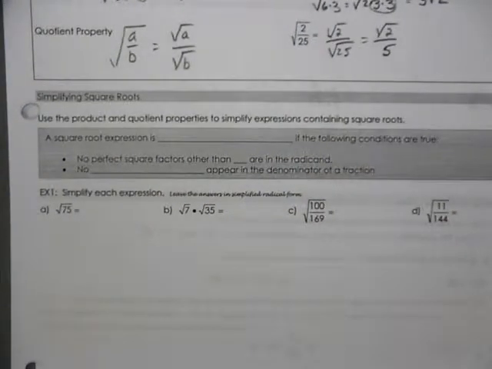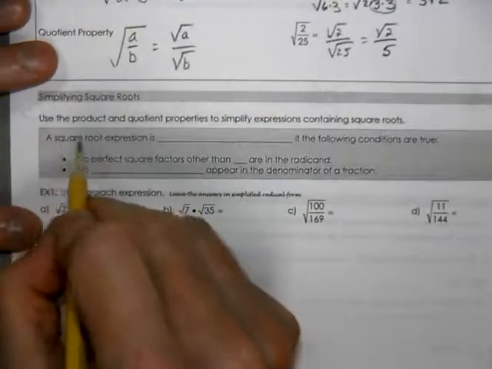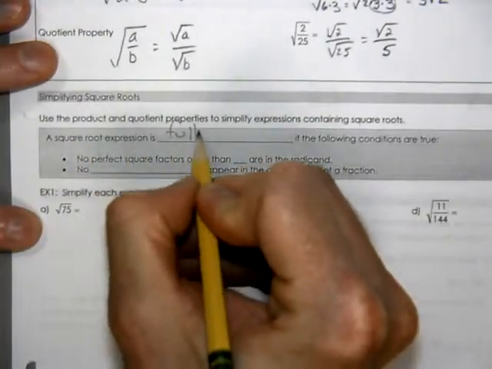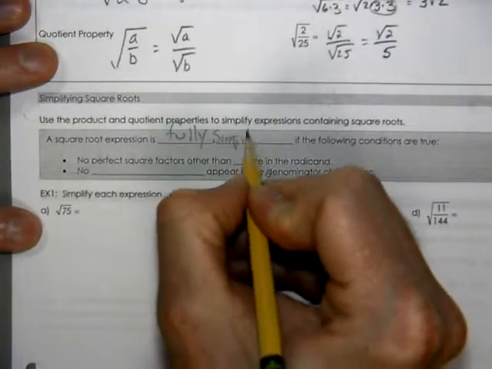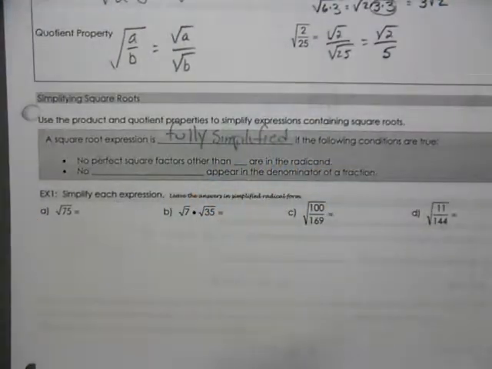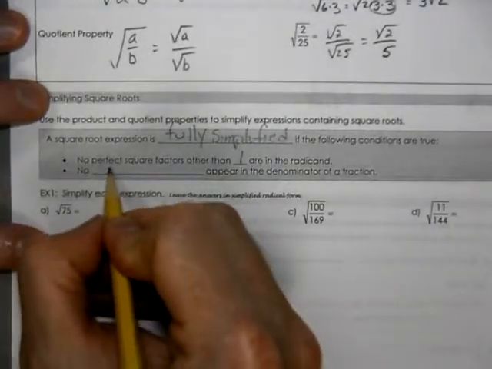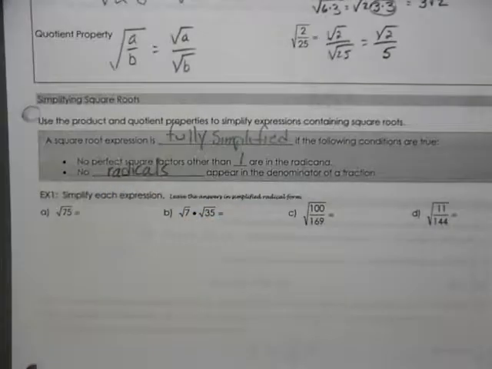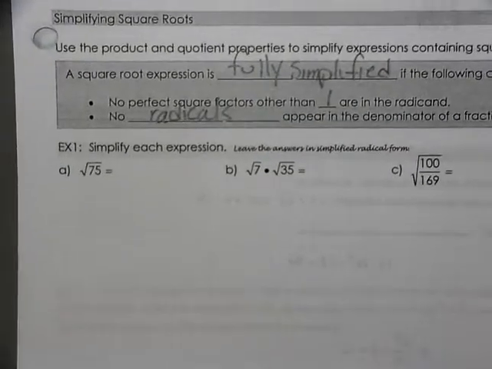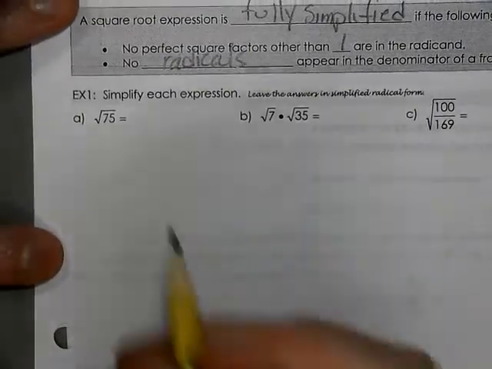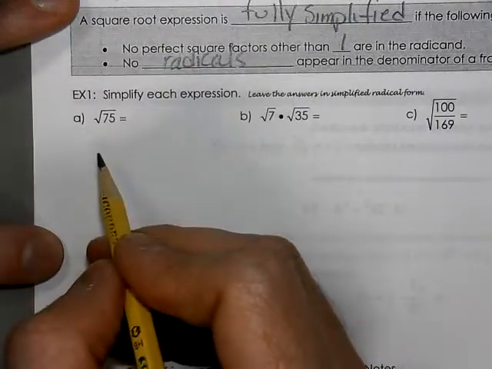When we're simplifying these square roots, a square root expression is fully simplified if the following conditions are true: that we have no perfect square factors other than 1, because of course 1 is always in there, inside the radicand, and no radicals, listen to this one, no radicals can appear in the denominator of a fraction. So let's see how to simplify the square root of 75.